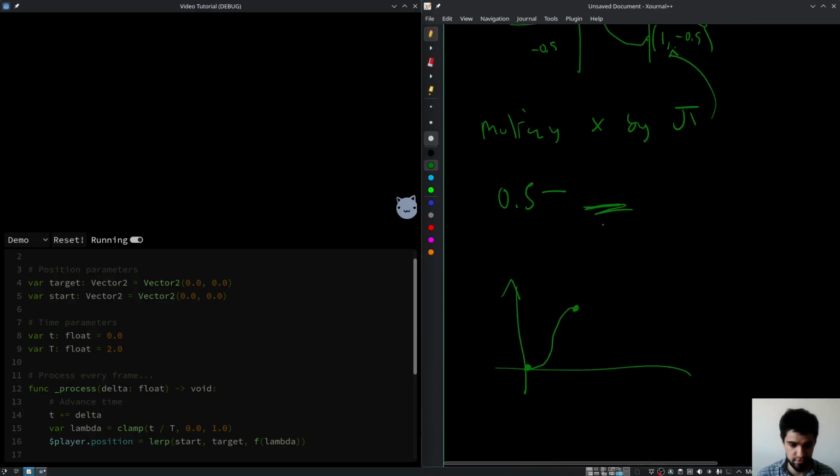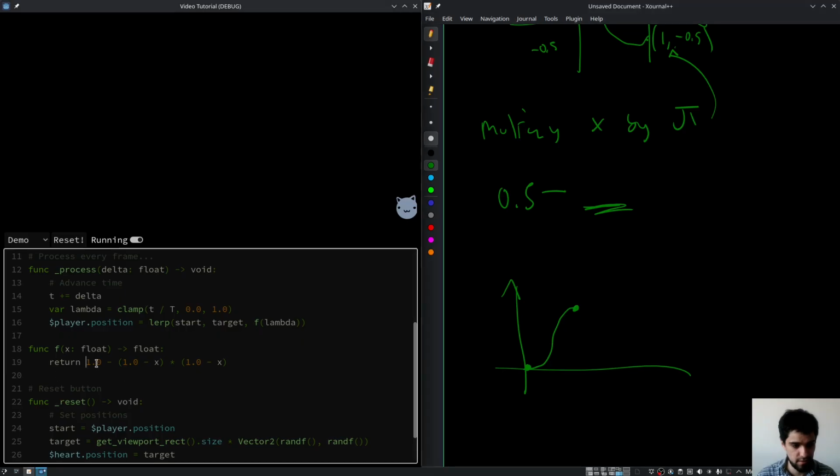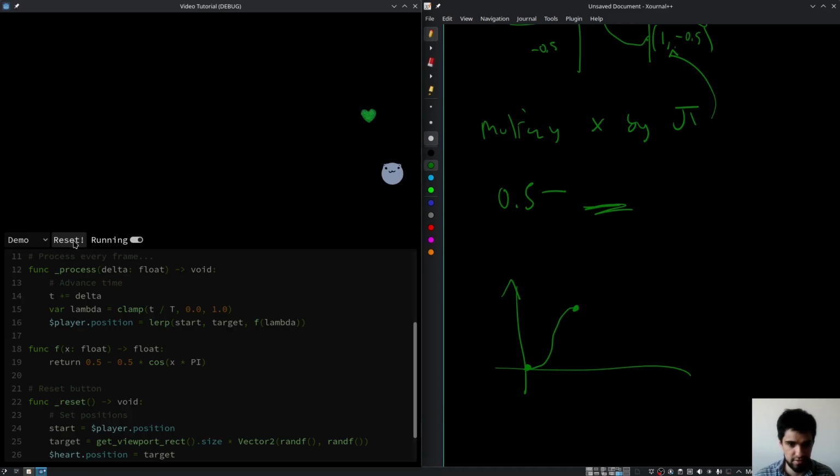And so the final function is going to be 0.5 minus 0.5 times the cos of x times pi. So now if we reset, it starts slow, it speeds up, but then it slows down as it reaches the heart.